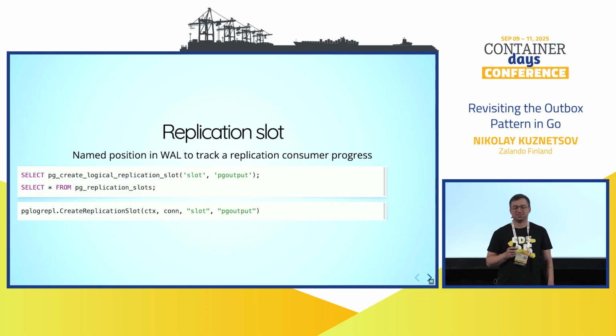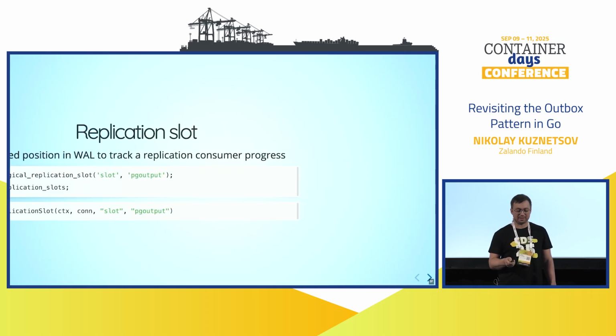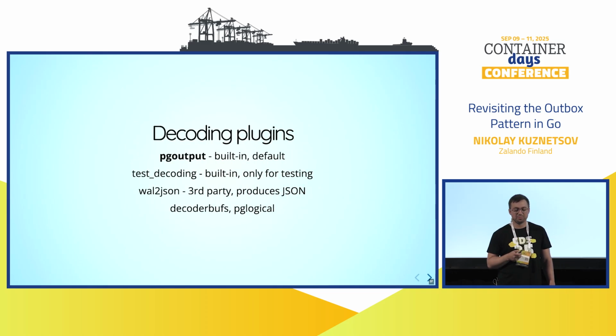A replication slot is a named position in the write-ahead log file, and it tracks the progress of the consumer. It has a name, and you have to provide a unique name. The first SELECT is a bit confusing because it actually creates the replication slot, but in the Go snippet it's actually create, not select. So you have to provide the name, and you need to provide a plugin.